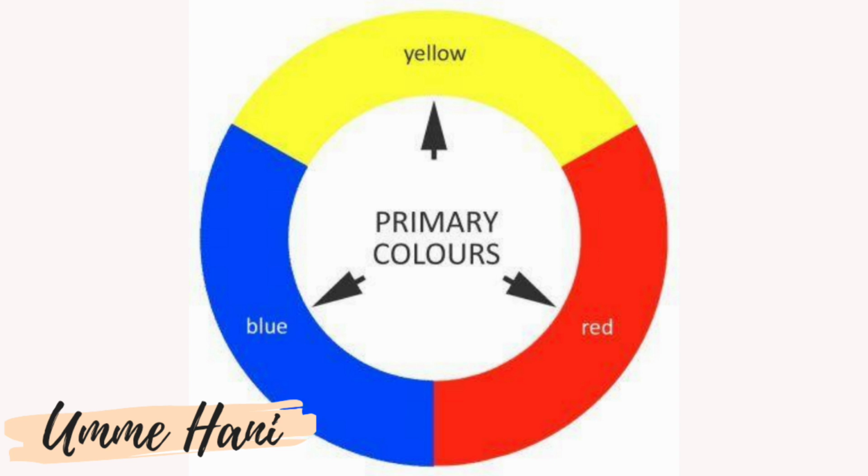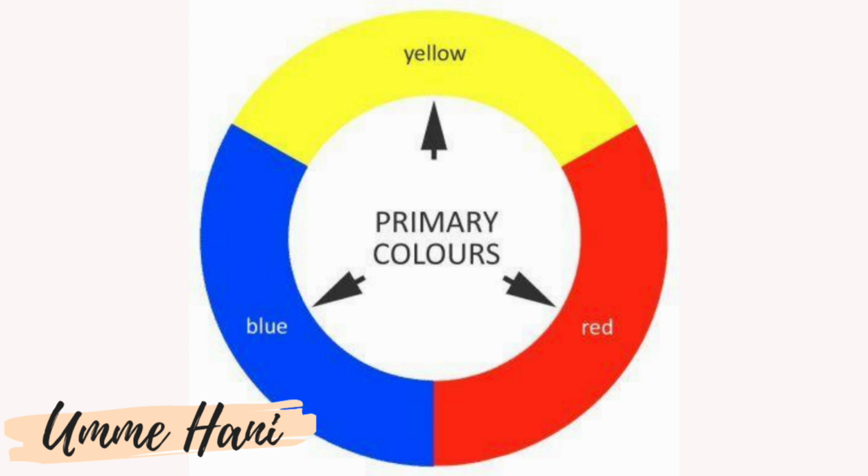So to begin with, we have something called the primary colors. Primary colors are three colors, which are red, blue and yellow. These three colors are called the primary colors because it is through these three colors that we get the rest of the other colors. So these three colors are like the base of every other color.